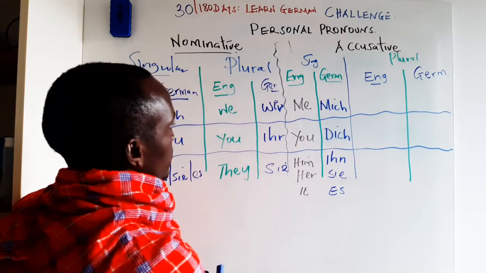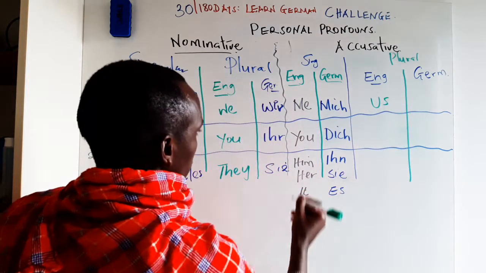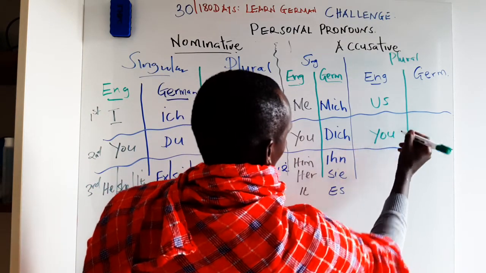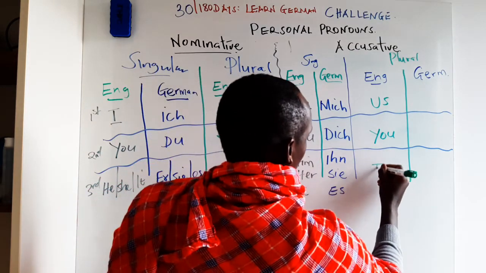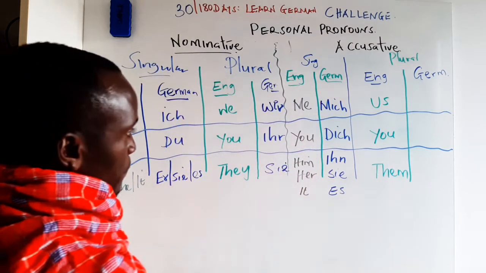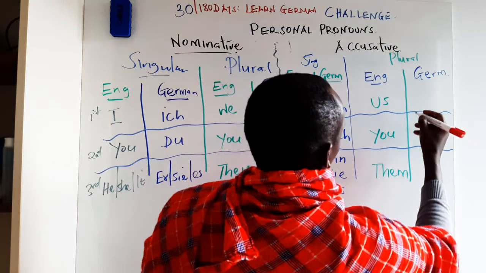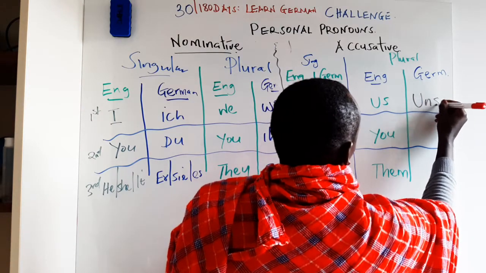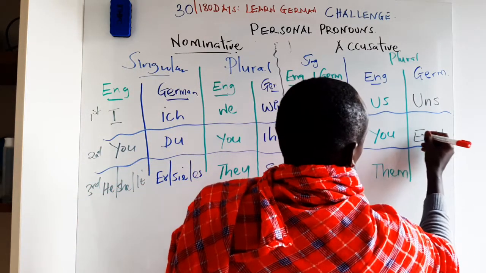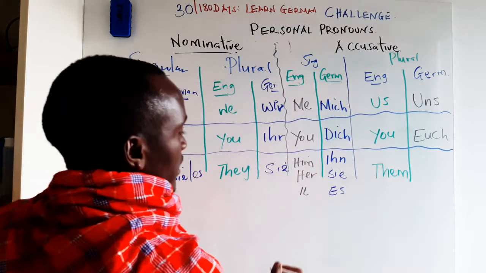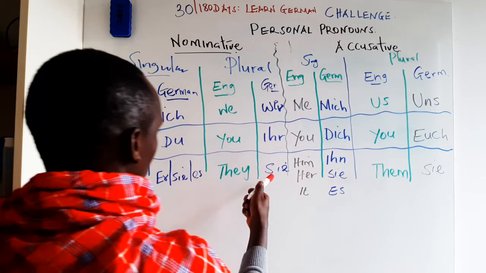All right, so what about in plural? We will be us. You will remain you, I mean the plural. They will be them. So what about in German? Us in German will be uns. You will be euch. Them will be sie. So this sie will remain the same as sie for they.